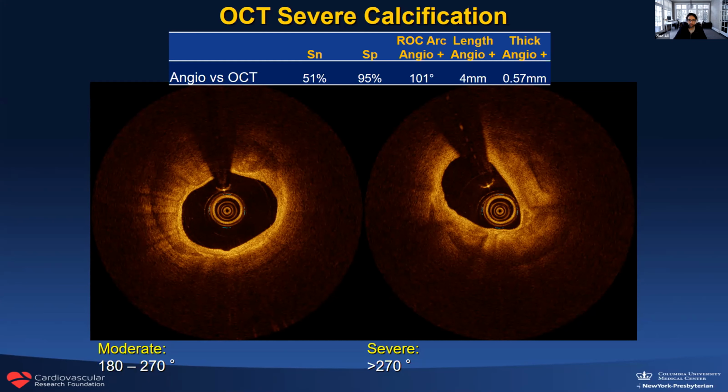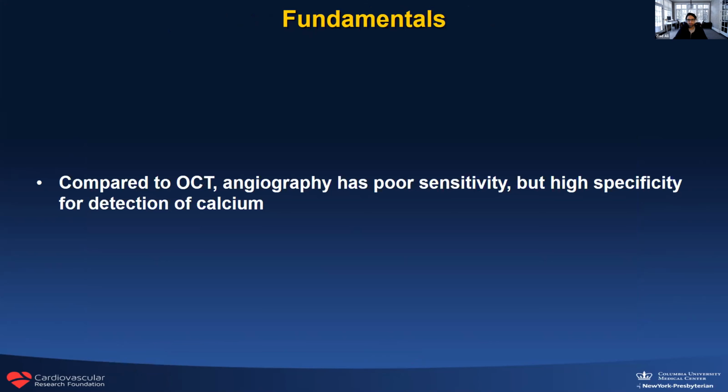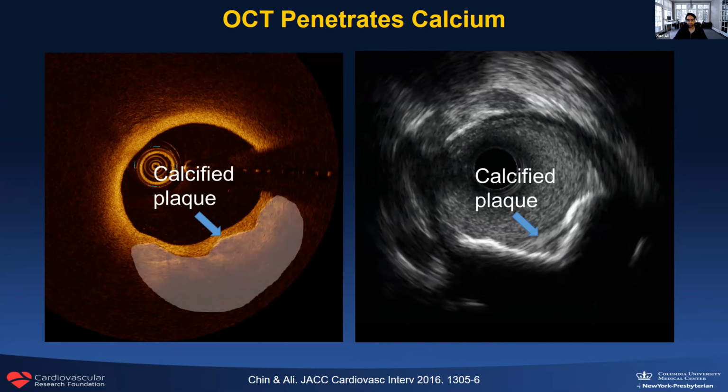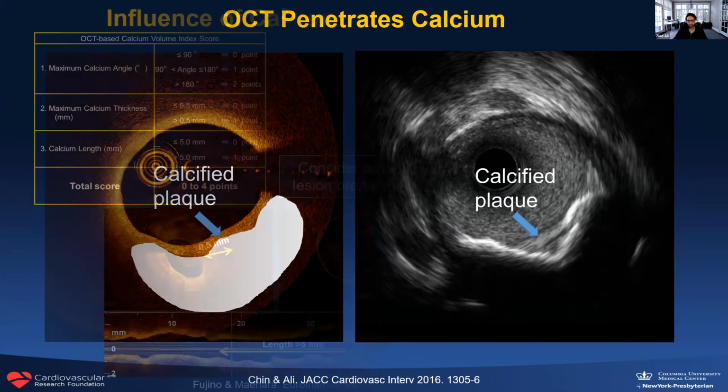You'll notice these numbers are going to become very relevant shortly as we talk about scoring systems for plaque modification and calcification. Compared to OCT, angiography has poor sensitivity but high specificity for detection of calcification. This is an important slide because it shows in the same patient the appearance of calcification by IVUS and OCT. Clearly the advantage of OCT is being able to determine the thickness of this calcium, which we recognize is a major predictor of stent expansion.